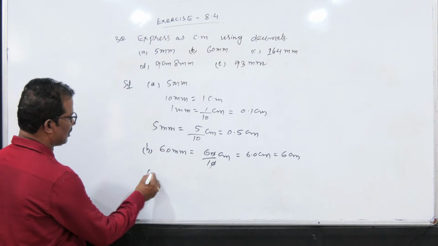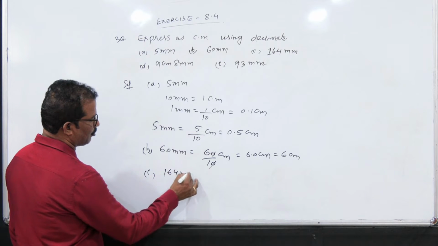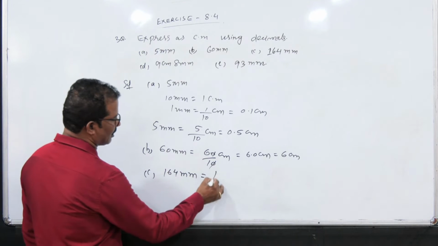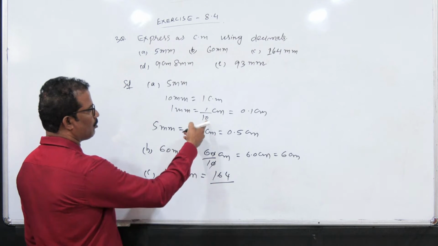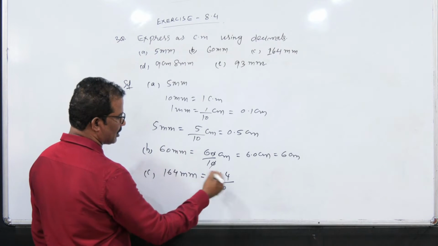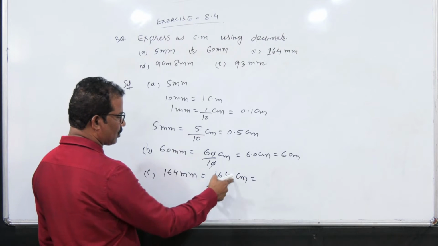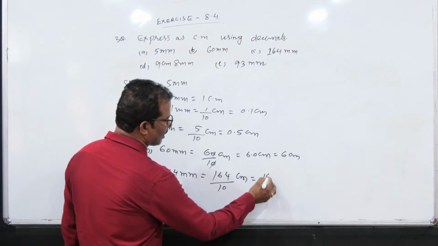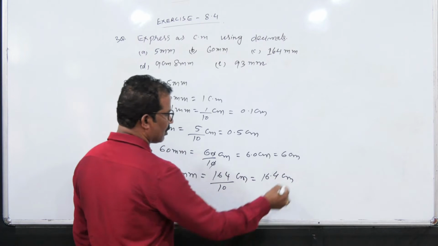So in the next question it is C, 164 millimeters. So this 164 millimeters, to convert into centimeter, we have to divide by how much? By 10 only. So now this unit will become centimeters. If we divide this 164 by 10, we will get how much? 16.4 centimeters.